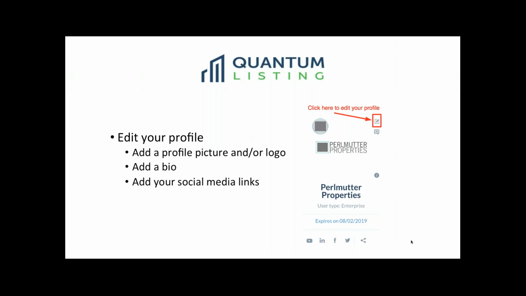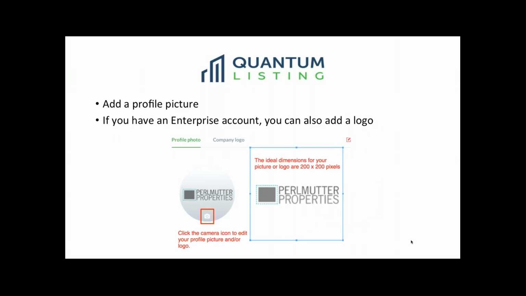So the first thing we'll cover is editing your profile. Now you reach your profile by clicking the silhouette or avatar at the top right corner of any page on Quantum Listing once you are logged in. And to edit it, you're going to click the little pencil and paper icon on the left-hand side of the page, just above your username or profile picture. If you don't have a profile picture yet, you'll see a little smiley face. So it's just above that smiley face. And we encourage you to add a profile picture.